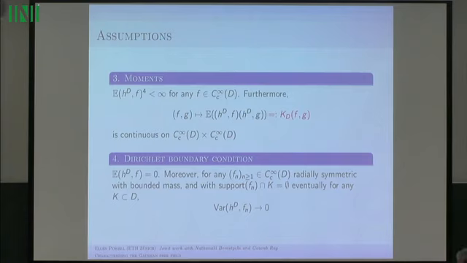Okay, and the final assumption is this assumption number 3. It's a regularity assumption. So we assume that for any domain D and any test function, the value of our field tested against that function has a finite 4th moment. And the reason we need this is technical. Somewhere in the proof we need to use a Kolmogorov continuity type argument to extract the continuity of some process.